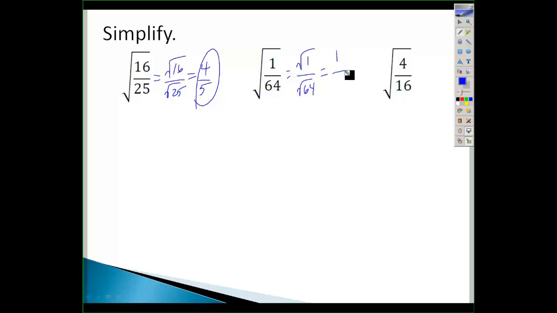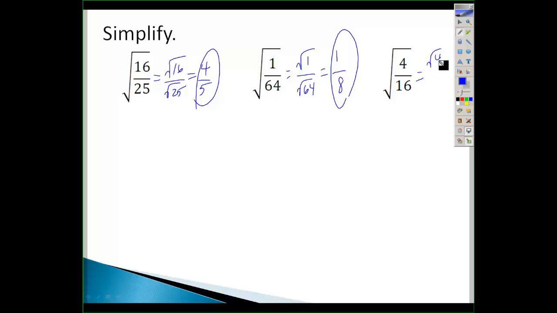The square root of 1 is 1, and the square root of 64 is 8. And that's something that I don't know why a lot of people just don't know that. The square root of 1 is 1. 1 times 1 is still 1, okay? So that's just one of those little things about square roots you need to keep in mind. The square root of 1 is 1.